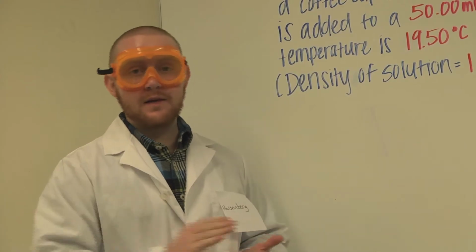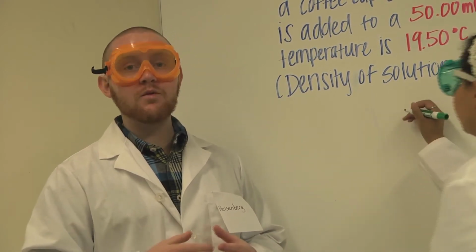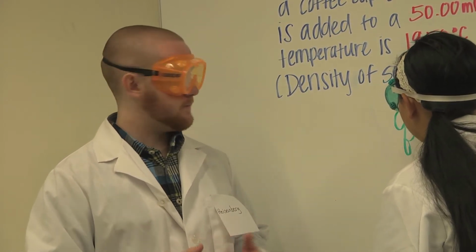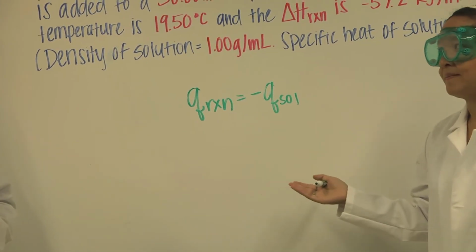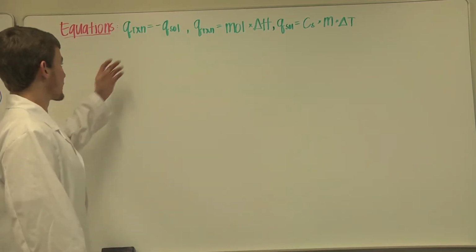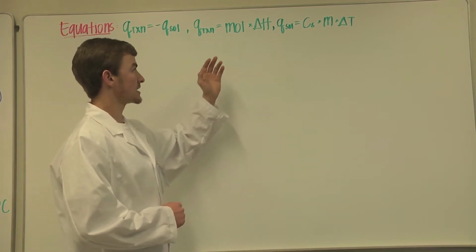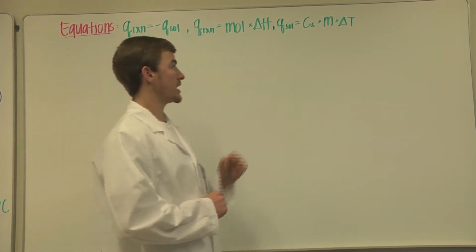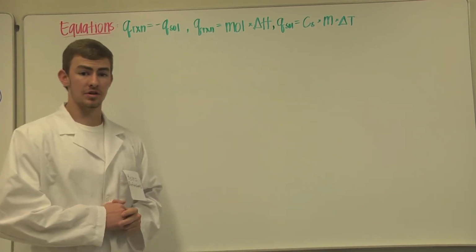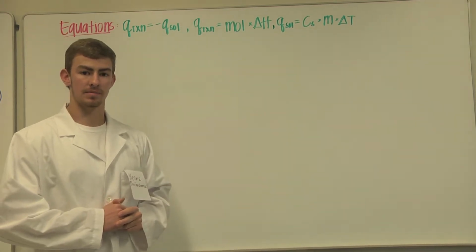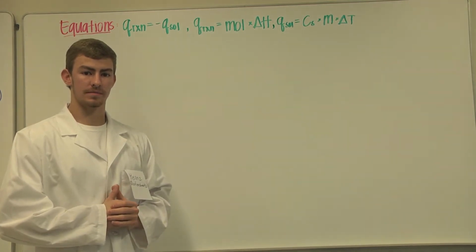One of the first steps in coffee cup calorimetry, and in fact all calorimetry, is recognizing that the Q of your reaction is of equal but opposite magnitude to the Q of the solution. Here are the equations. Q reaction equals negative Q solution. Q reaction equals moles times delta H. And Q solution equals specific heat times mass times change in temperature. If you can understand these three equations, you can do any calorimetry problem. Pause your video now and make sure you have these equations written down correctly.